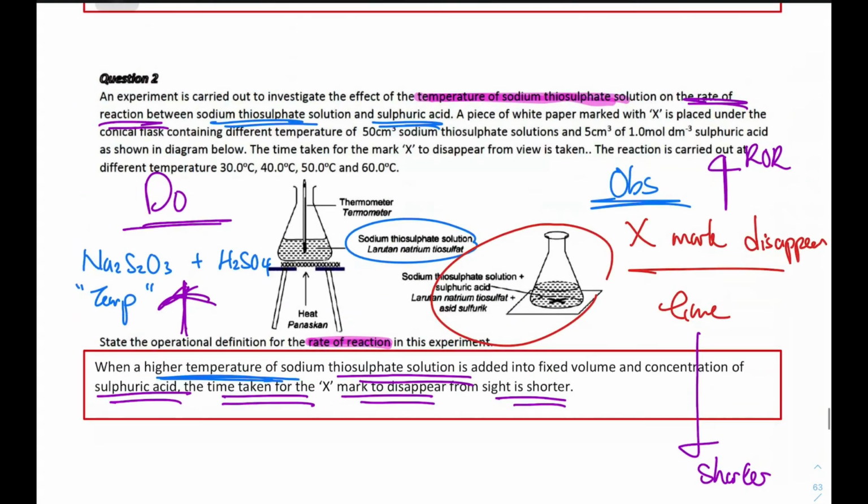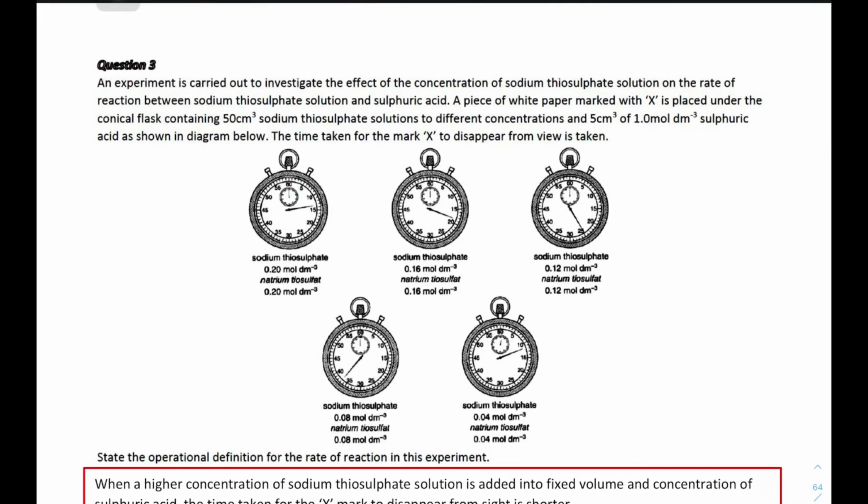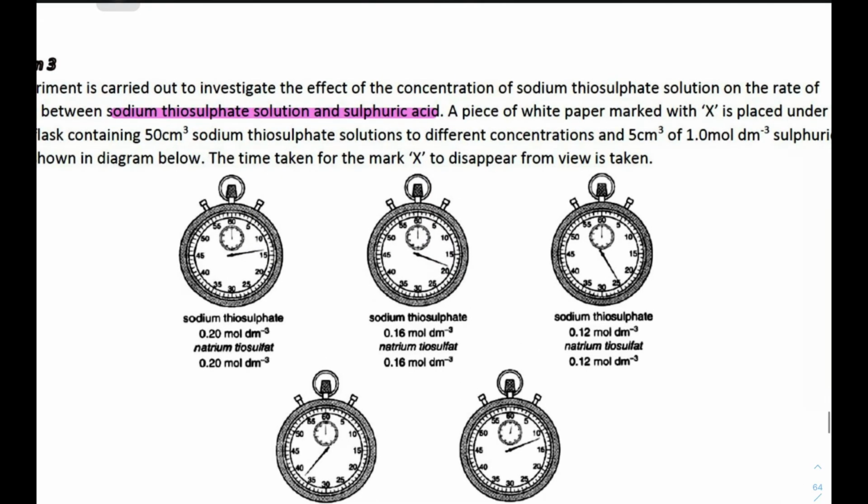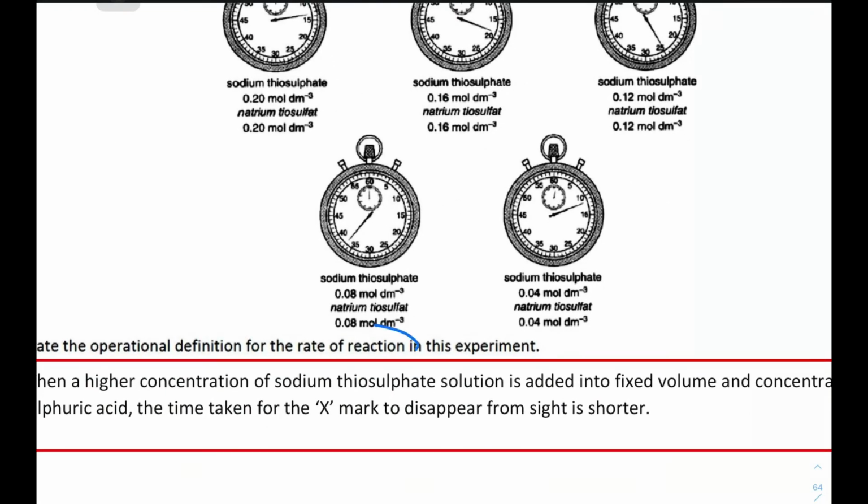So just like that. The next experiment. This experiment is the same as the previous one, which is a reaction between sodium thiosulfate and sulfuric acid. But the factor this time is different. The factor this time is concentration of sodium thiosulfate solution. The question wants me to give the operational definition for the rate of reaction.